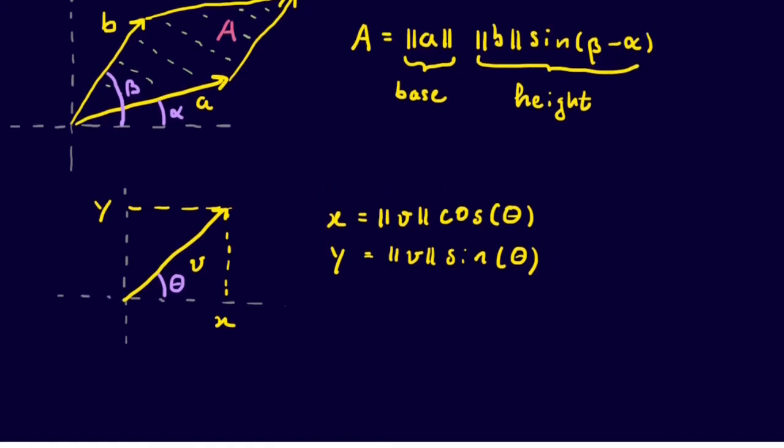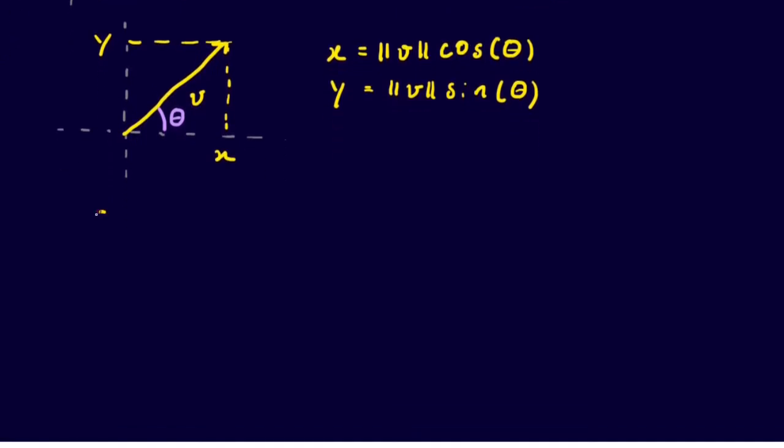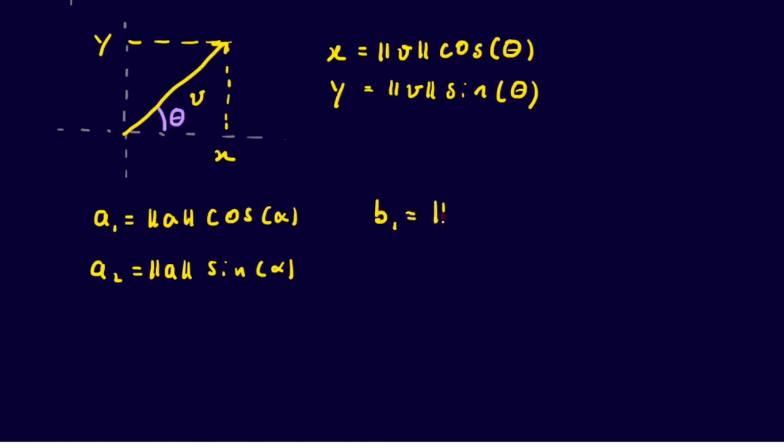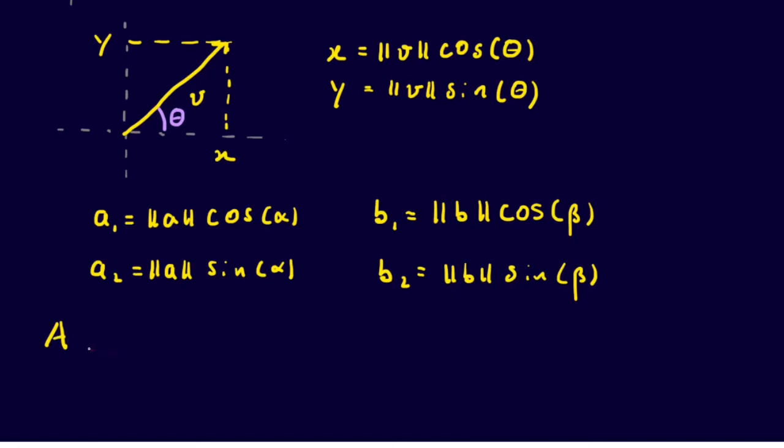And as a result, we get the following formulas. A1 will be equal to the length of A times cosine alpha. A2 is equal to the length of A times sine alpha. B1 is equal to the length of B times cosine beta. And B2 is equal to the length of B times sine beta. Now we take these formulas and plug them into the expression for the area that we had before.